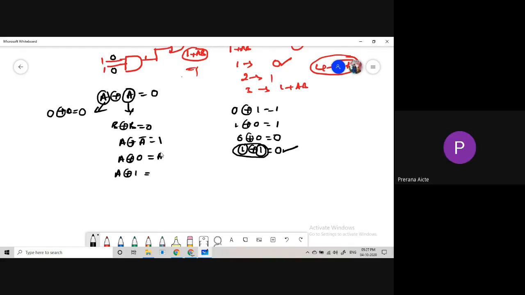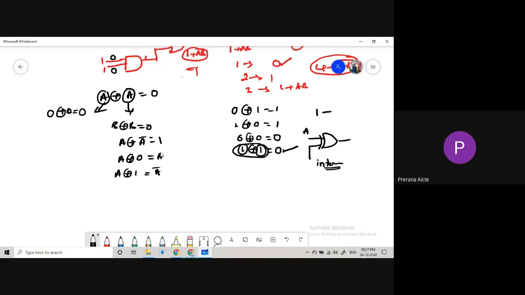So I told the proof of how it becomes A bar, right? So if you are taking XOR, one input is A. We don't know this input, right? So simply we are taking this one as an inverter.